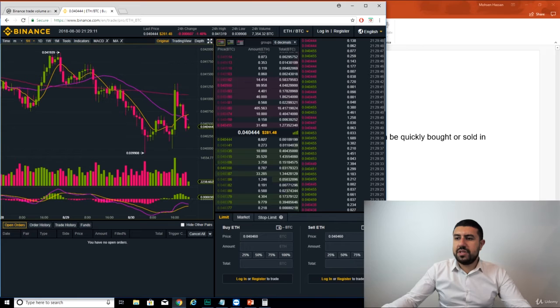If I sell 33 Ethereums, here I have like 2 Ethereums, 10 and 35. I'll sell down to this price. So I'll push the price from 40,448 to 40,415.